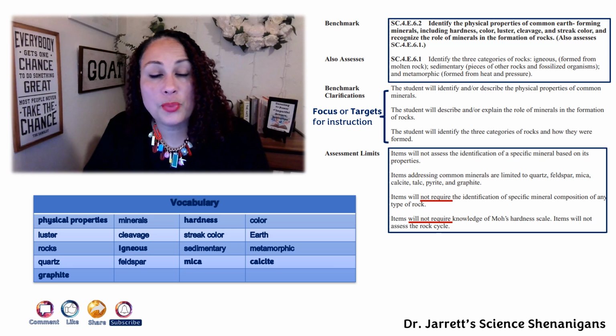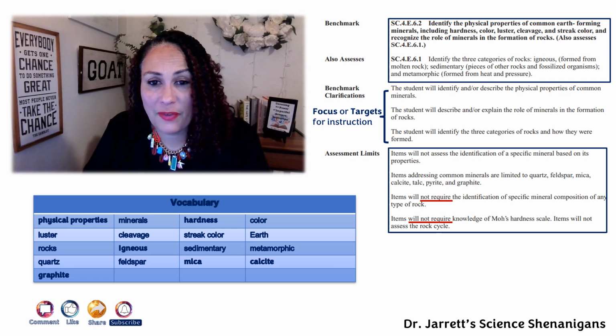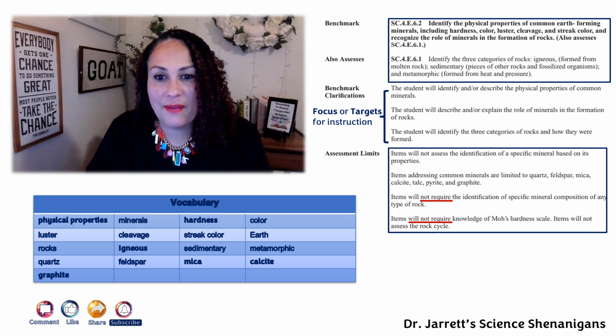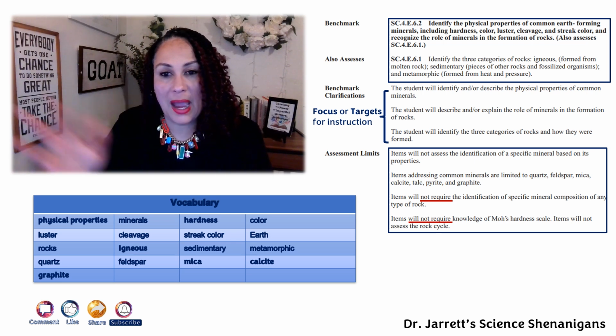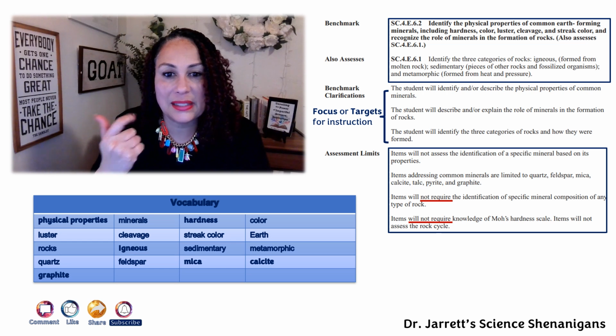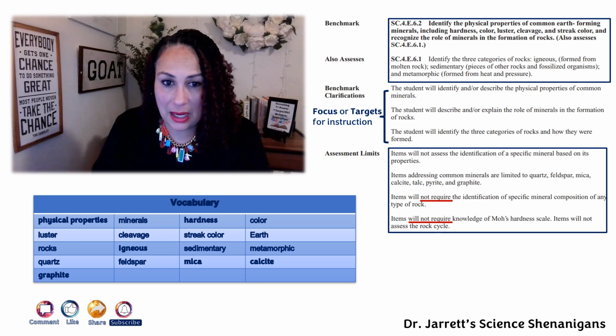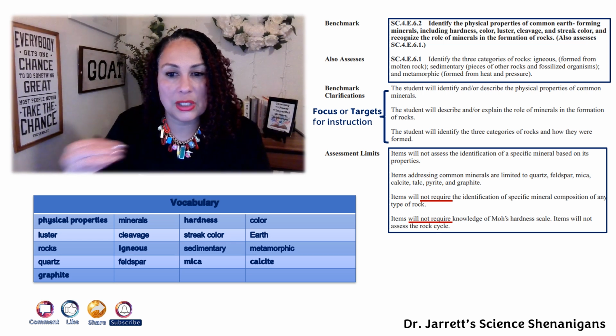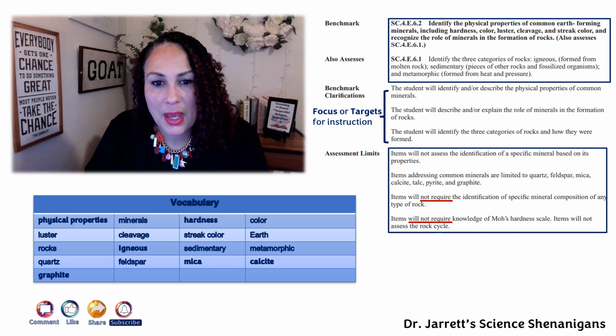Also, 4E6.1 talks about identifying the categories of rocks: the igneous, the sedimentary, and the metamorphic. You want to make sure that you have the rocks in front of the students. It's usually easier if you have the same rocks, so everybody in the classroom has the same igneous, the same sedimentary, and the same metamorphic rock, so that you can talk about them at one time.